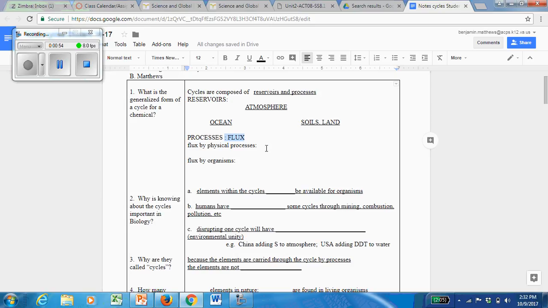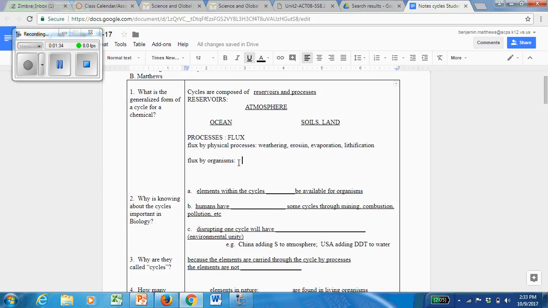Okay, so if we have flux, if we have transition by physical processes, the whole idea is that something like carbon is going to transition by weathering, by erosion, by evaporation, or even by what's called lithification. If you've ever seen a sedimentary rock, that's an example of lithification, where eventually sediments get compacted under pressure. Over long periods of time, they form solid rocks. So, sedimentary rocks, or anytime you find fossils, that's an example of lithification.